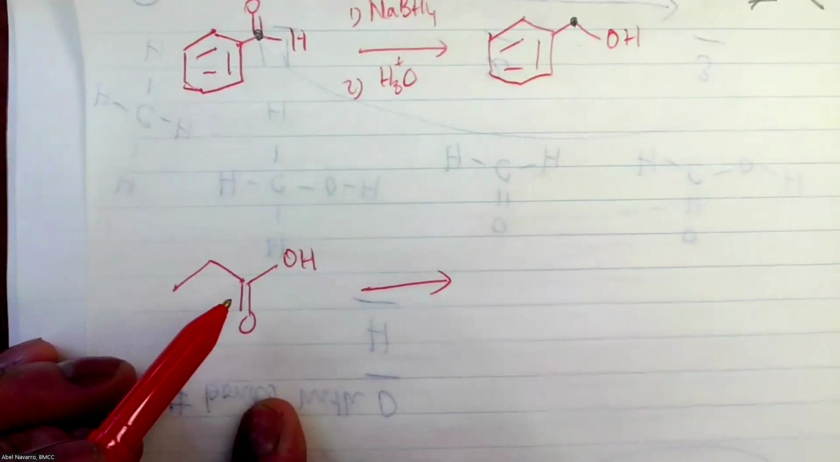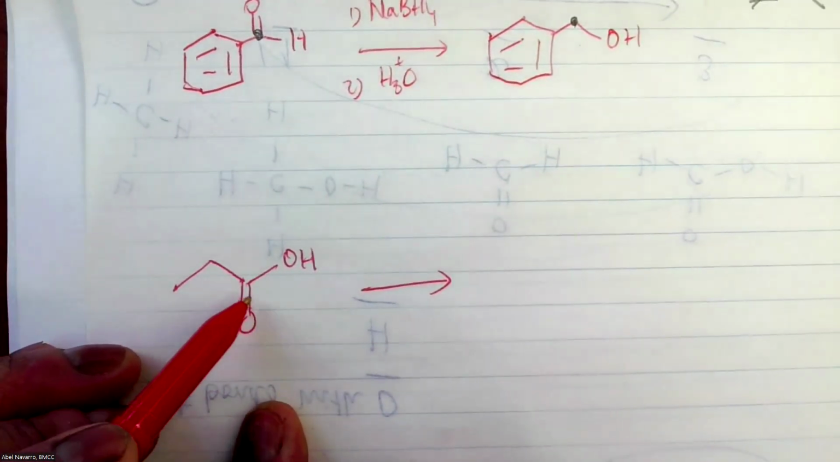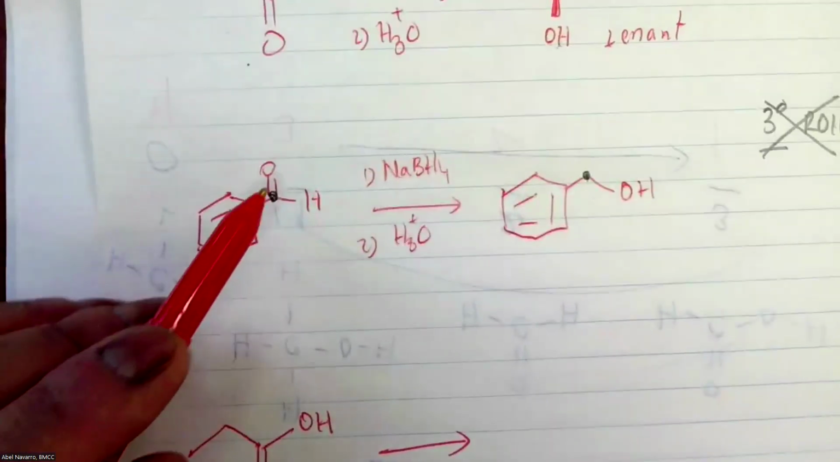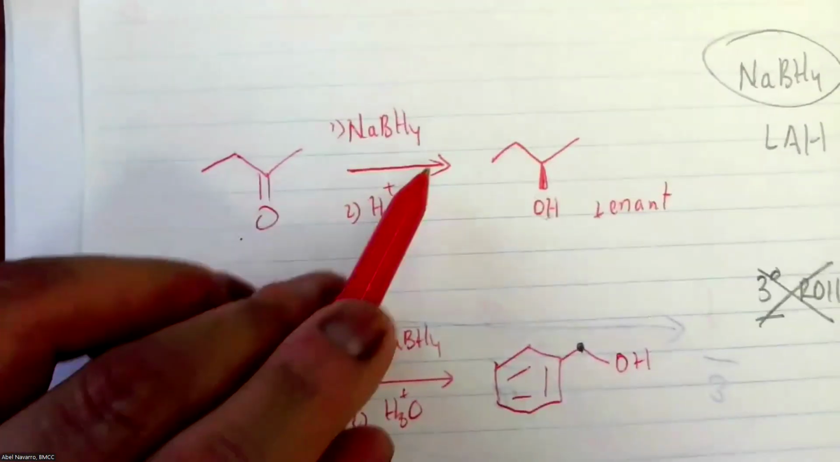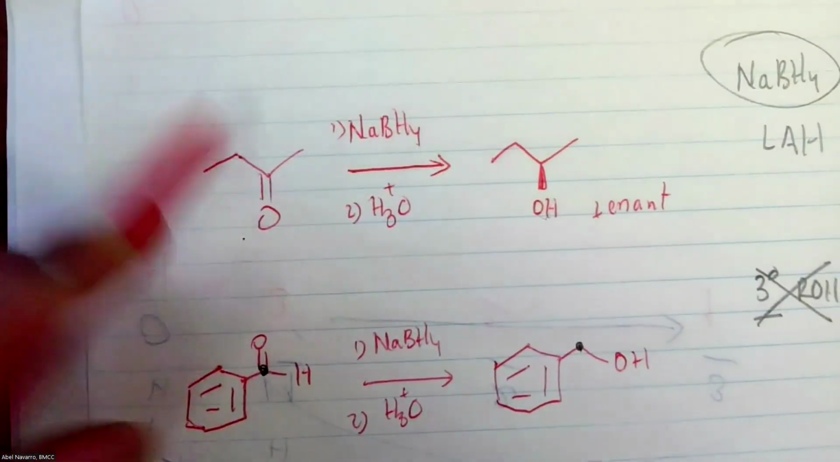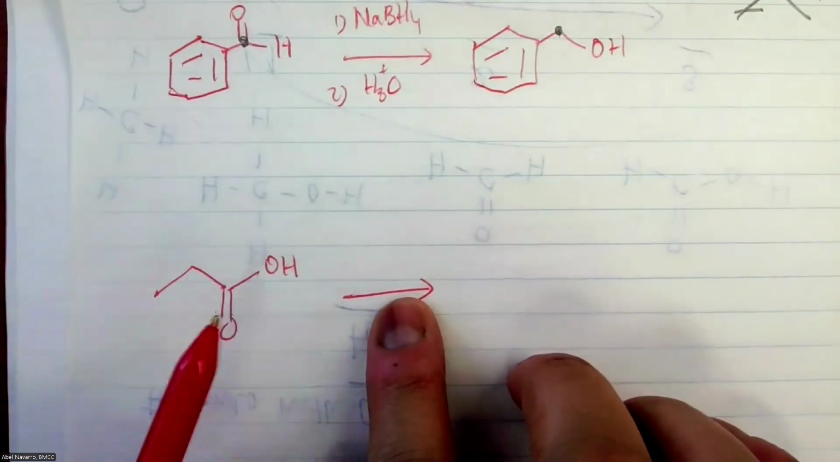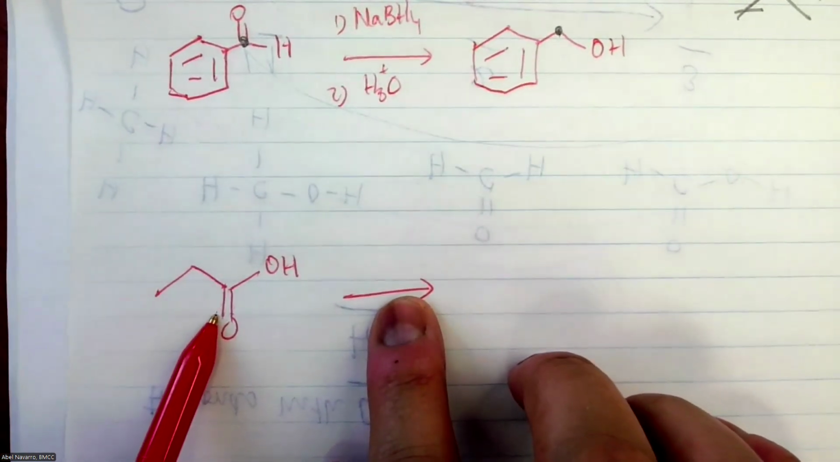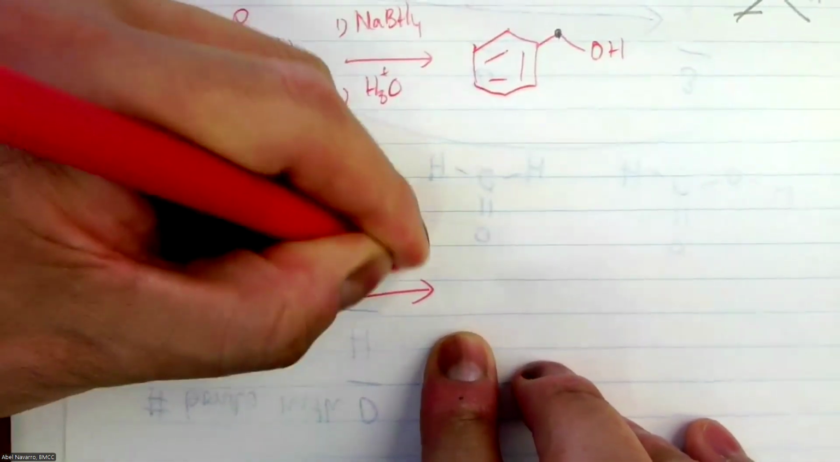Let's say propionic acid. This one is more oxidized, with 3 C–O bonds, while this one has only 2 C–O bonds. So sodium borohydride is enough to reduce it. But sodium borohydride will not reduce carboxylic acid. This is too oxidized. Sodium borohydride is too weak, so you will have to use LAH.